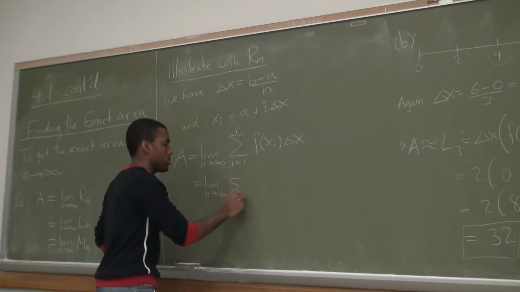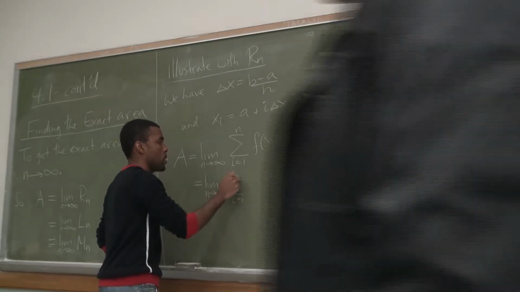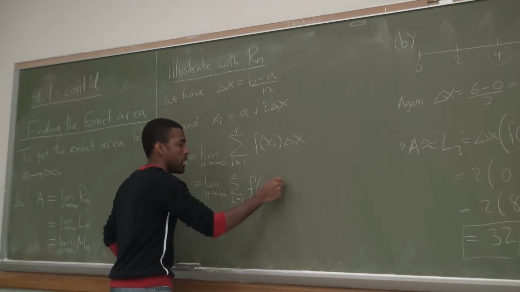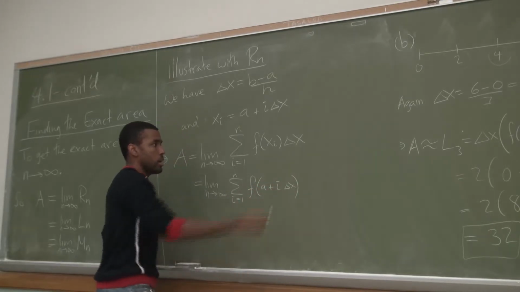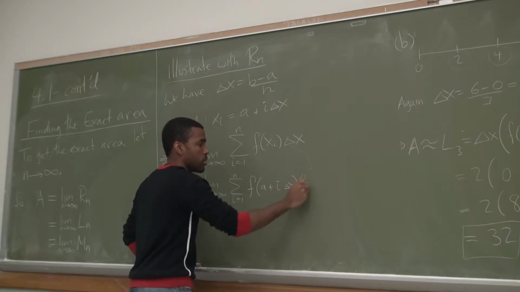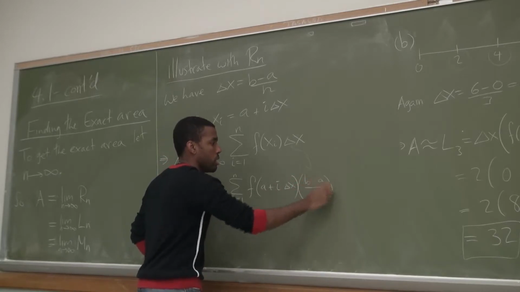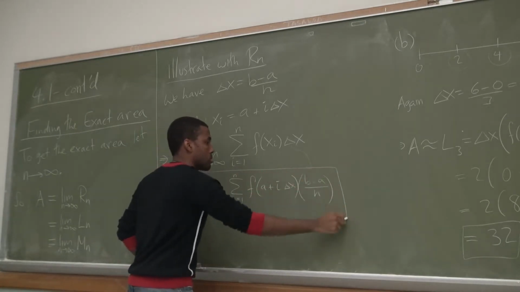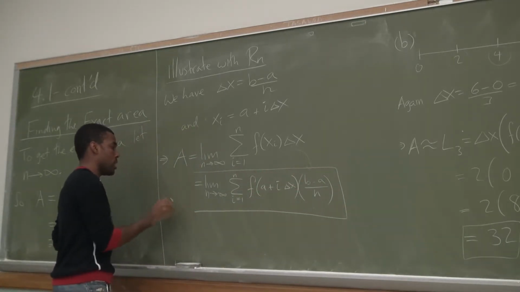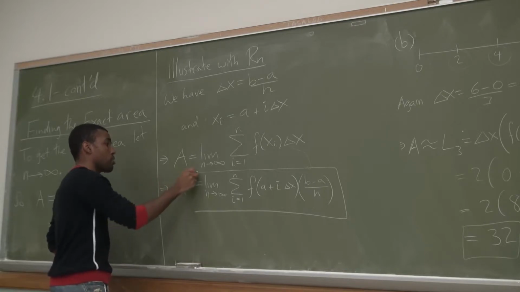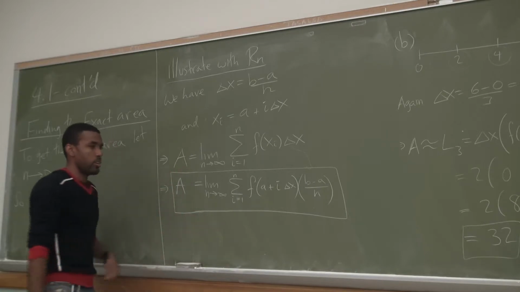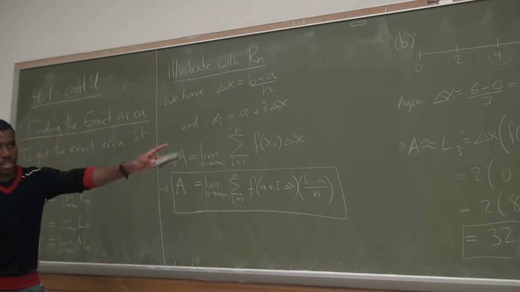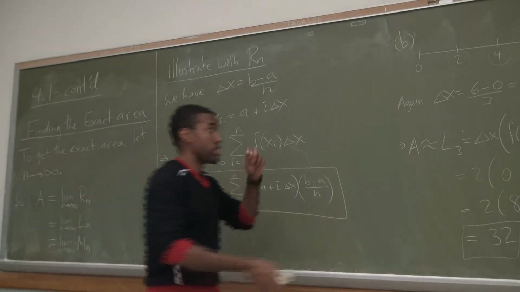Which, by the way, all I have to do for xi is just plug in the formula. It's just a plus i delta x. And we know that delta x is just b minus a over n. And this will give you area. Not an approximation of the area, the exact area. Because you're taking an infinite number of rectangles, you're filling in all the little gaps that you missed by using a finite number of rectangles.